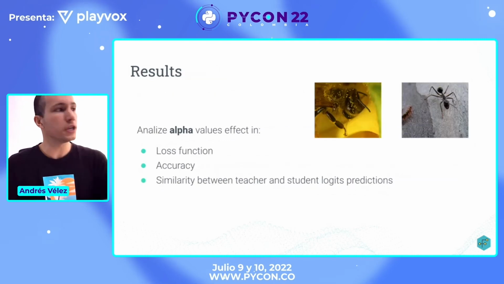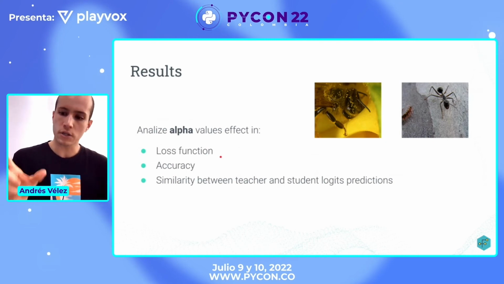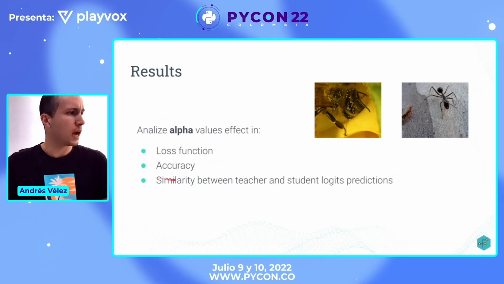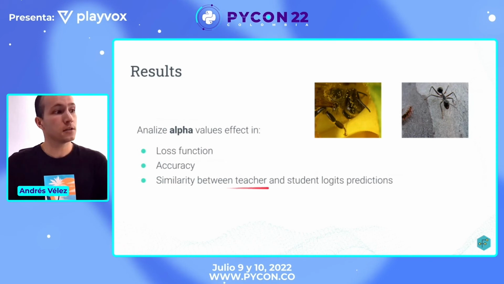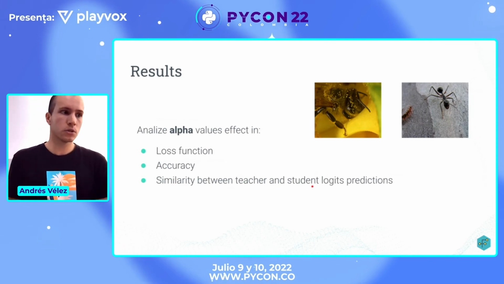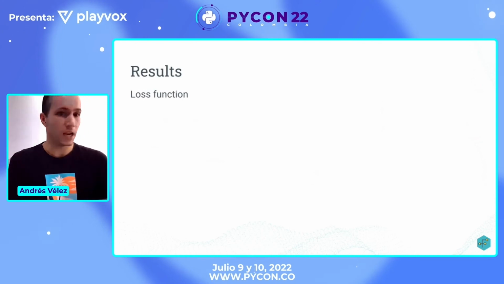We are going to look into detail right now at the results. We are going to analyze the results in different components. We are going to check the loss function results when taking different alpha values, as well as the accuracy and the similarity between the teacher and the student logits predictions. So let's begin with the loss function.